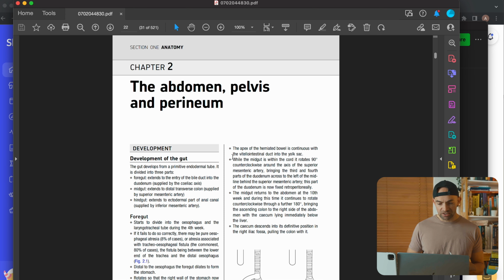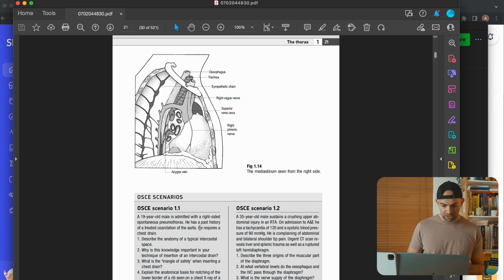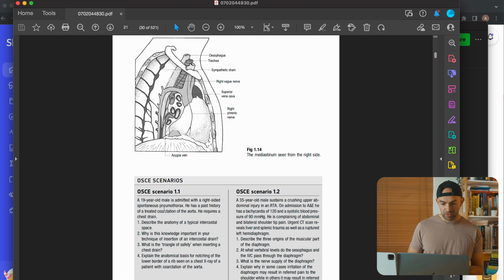And at the end of the chapter here, we've got these more practical questions, which is really great. Ironically, this one is an OSCE, an objective structured clinical exam, which is basically a practical exam for anyone that doesn't do medicine. The scenario here is a 19-year-old male admitted with a right-sided spontaneous pneumothorax. He has a past medical history of being treated for coarctation of the aorta and requires a chest drain. And question number 1 is literally: describe the anatomy of a typical intercostal space.